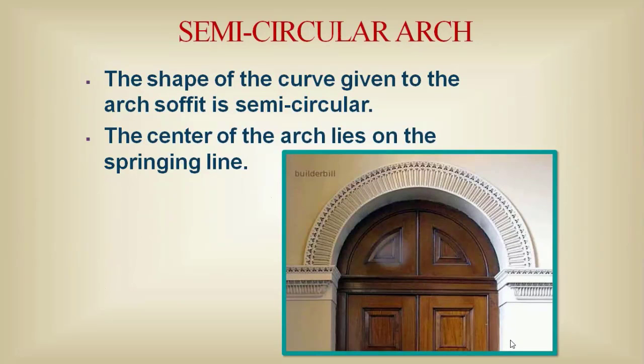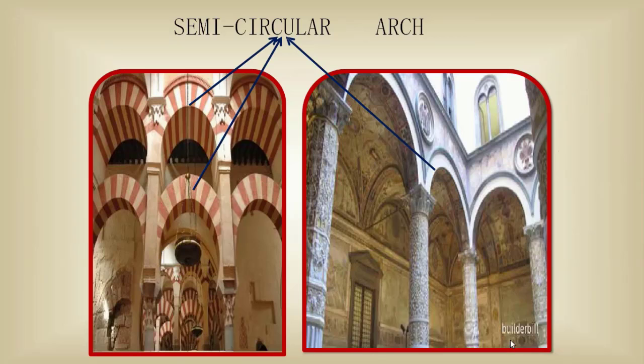Then the semicircular arch. Such arches transfer the load to the abutment in the vertical direction. The center of the arch lies on the springing line. So these are the semicircular arches, as you can see in the figure. You might have seen this type of arch in temples.